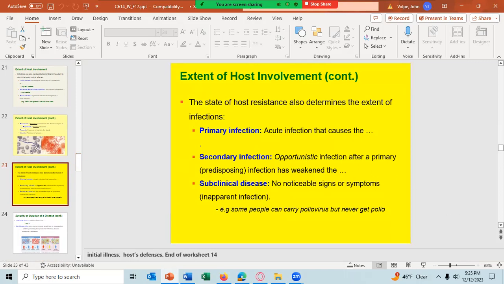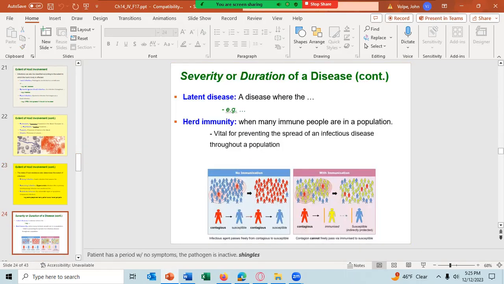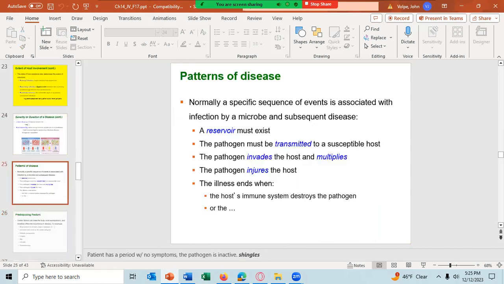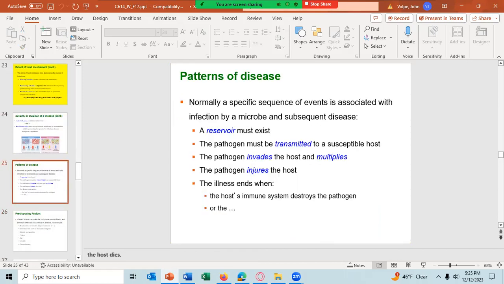We should know about latent disease and herd immunity. You should know about the patterns of disease. All disease comes from a reservoir. The pathogen has to be transmitted to a susceptible host. The pathogen has to multiply, and the pathogen has to injure the host. Without injury, there are no signs or symptoms. And when there's injury, the patient comes down with disease.